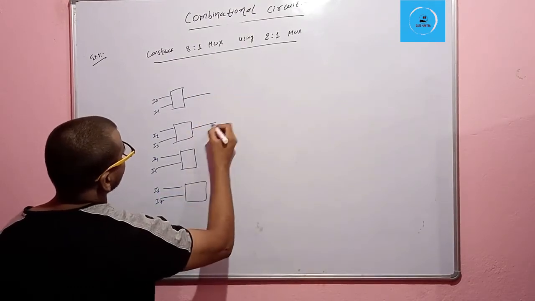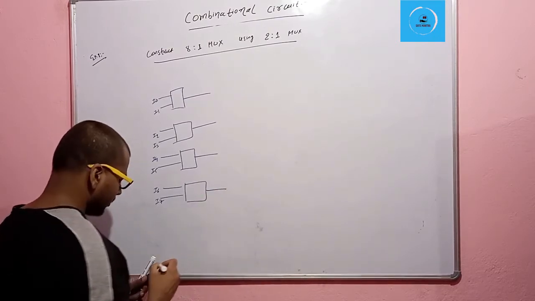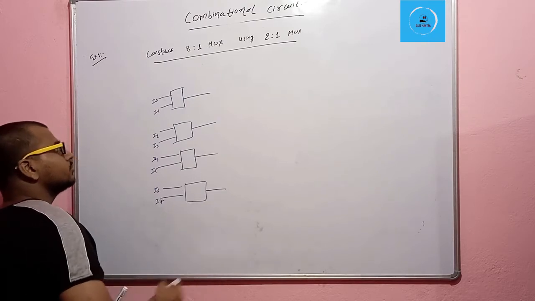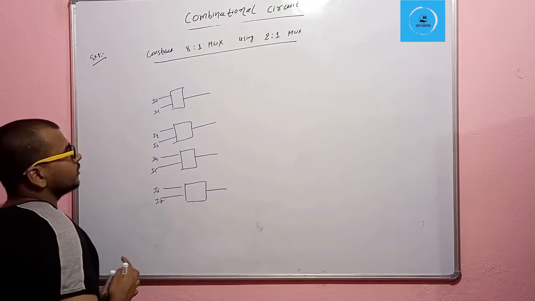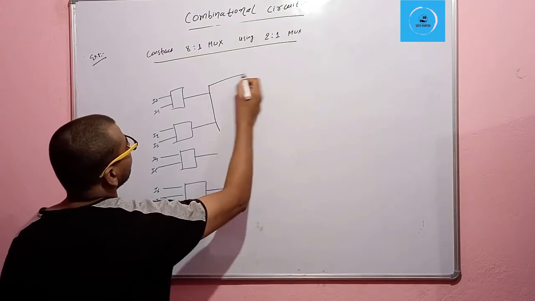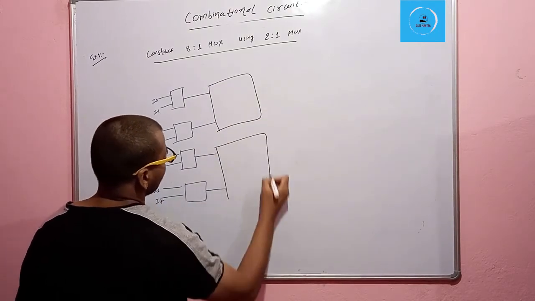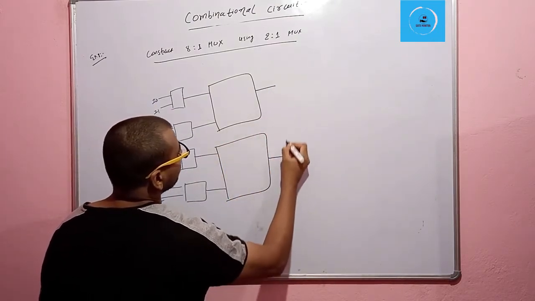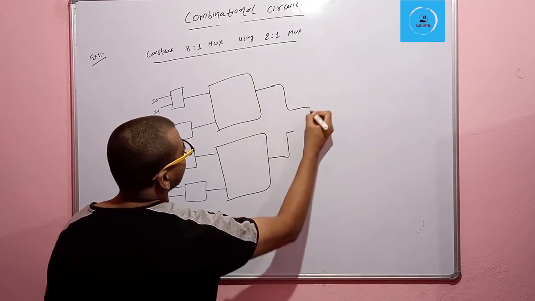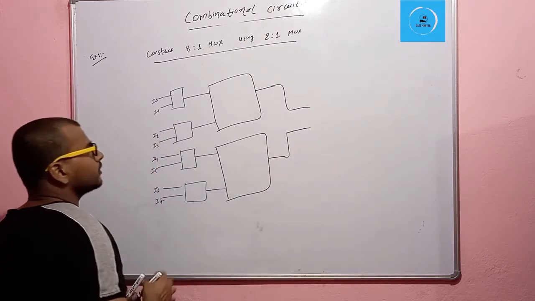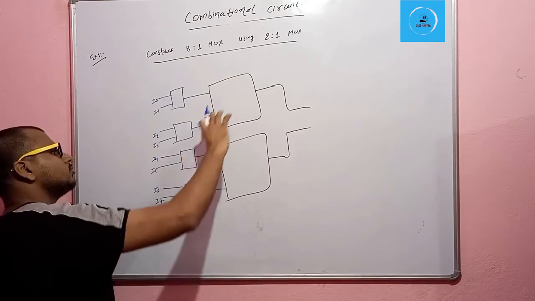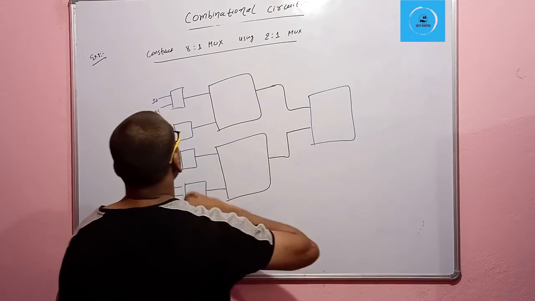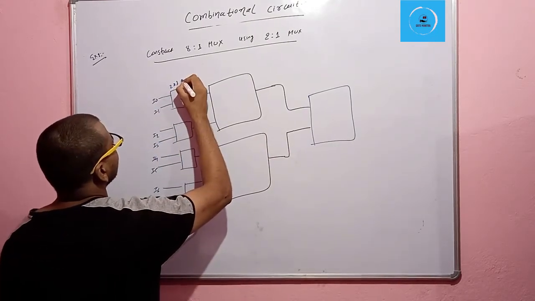Now we are going to get these 4 as outputs. For taking these 4 outputs as inputs, we require the 2 2 to 1 muxes, and these 2 muxes have 2 outputs. Now for taking these 2 outputs of these 2 muxes as inputs, we require 1 2 to 1 mux here. So all are 2 to 1 muxes.